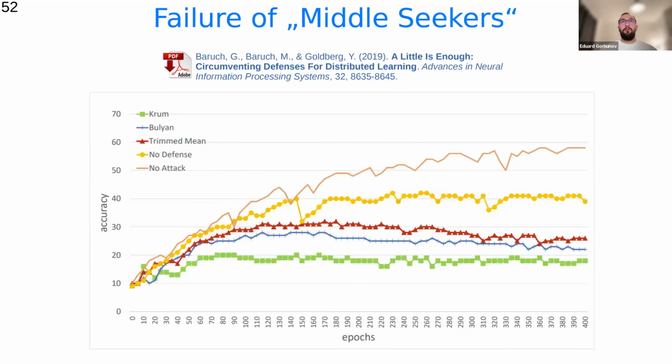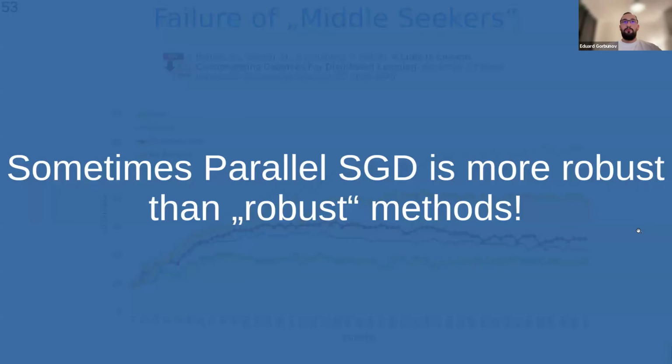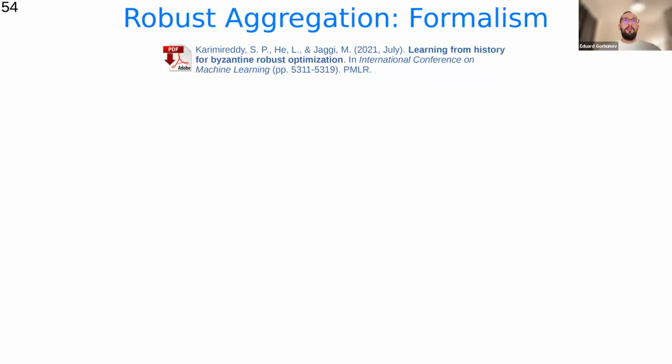Okay, but then in 2019, Baruch et al. showed in their NeurIPS paper that simply using these robust aggregators, even like trimmed mean and some other aggregators, will not give you good results. In particular, they provided an example of an attack such that SGD without any defense, with pure averaging, works much better than SGD with defenses. So clearly there is something going on there. Parallel SGD is more robust than robust methods. We want to avoid that.